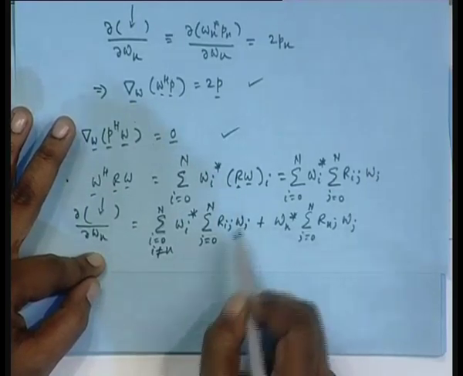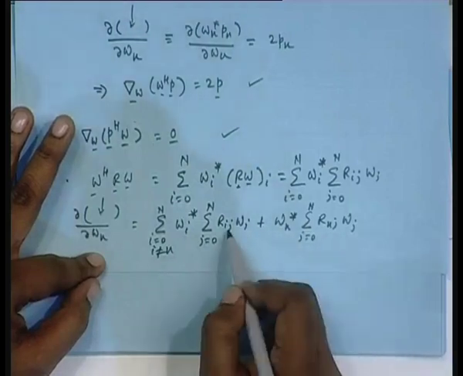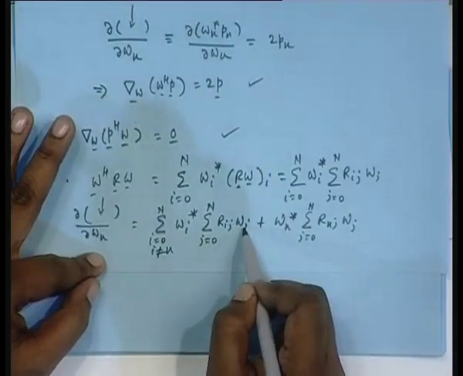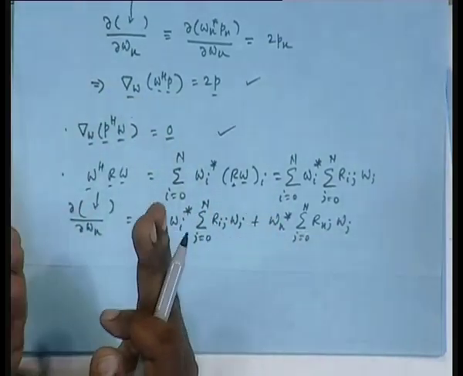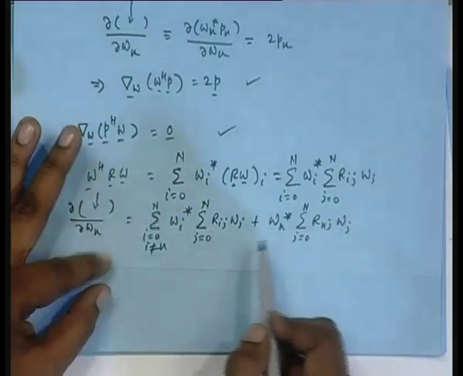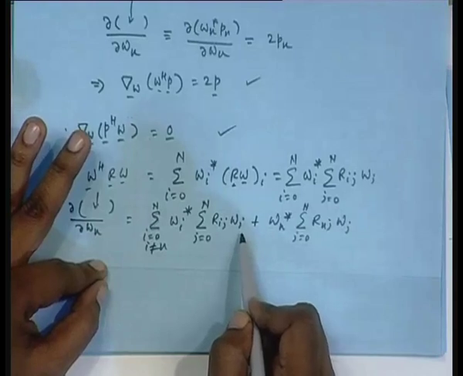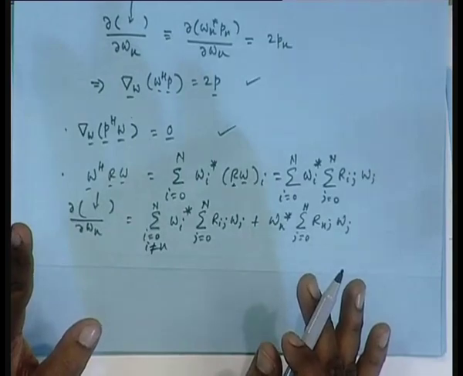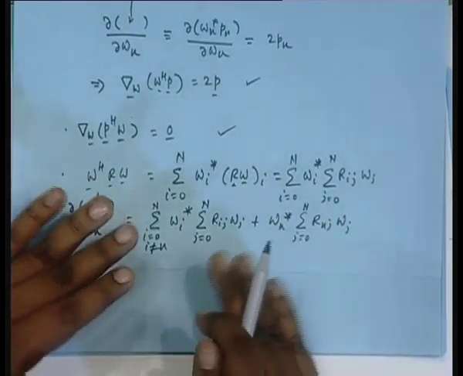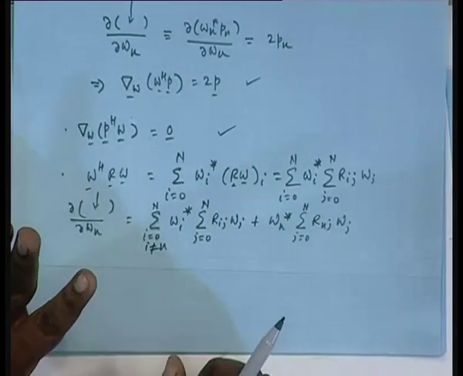Rik could be complex or real, I don't care. Rik wk and wi star. So wi star Rik is together a constant independent of wk, times wk. If you differentiate, you get 0 because there is no wk star. Are you following? So these are the advantages I get by virtue of that trick I applied.